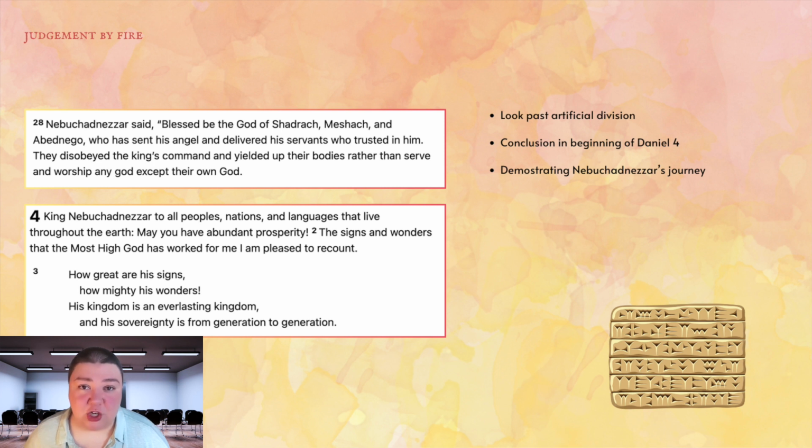Nebuchadnezzar goes through a journey in this text. From Daniel 2, "I will not accept this vision that there is any mightier than I. I'm in control, my kingdom is everlasting," to here is the Most High God. "Look at him. His kingdom is an everlasting kingdom."